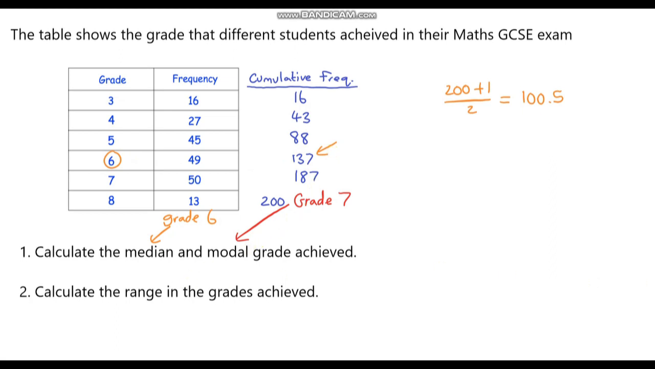So finally, the range, the difference between the largest and smallest grades. Well, the best grade was a grade 8, and the worst grade was a grade 3. So that's 5. And it's not a grade 5. We just need to be careful with our answers. Our range isn't grade 5, it's 5 grades. There's 5 grades difference between the highest score and the lowest score.